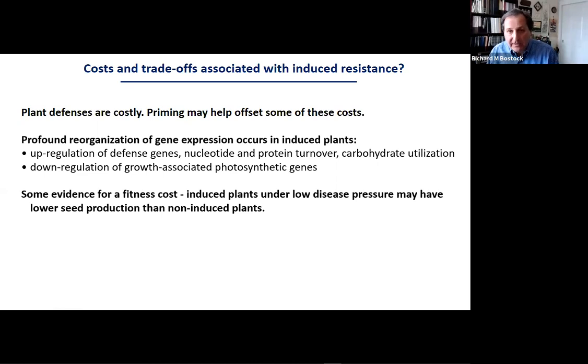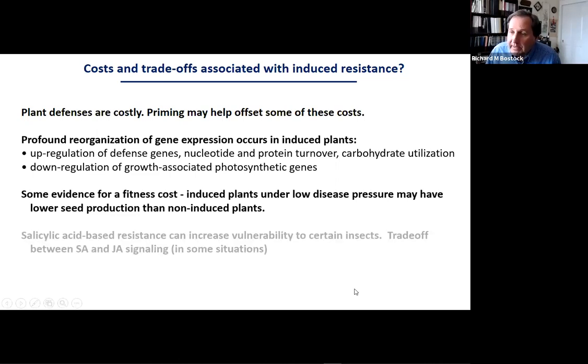There is some evidence for fitness costs. What I mean by that, the yield of induced plants, and this is reflective of what I just told you, under low disease pressure may have lower seed production than non-induced. In other words, where you really see the benefit of these compounds is when you have some disease pressure. If there's no disease pressure, but you're triggering this induced resistance, the induced plants are not going to yield as well. At least that's been shown experimentally. Now, all these products are a little different. The companies have looked at some of these aspects, so it's important to read the label and pay attention to what is recommended.